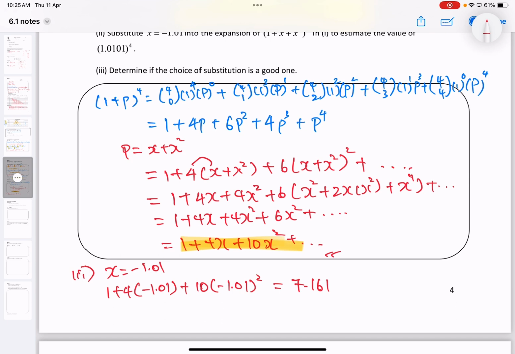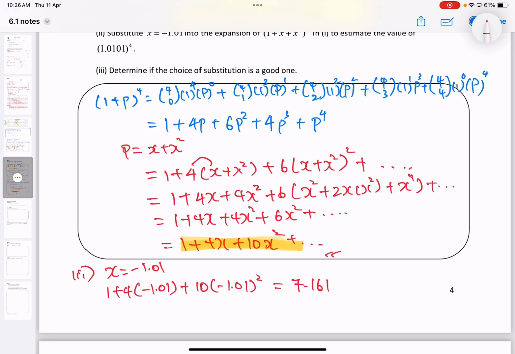Now, in this case, we are letting x be negative 1.01. If you know anything about raising something to a power, if the number is greater than 1 and you raise it to a higher power, does the number get bigger and bigger? Yes. So what we are doing is ignoring the higher powers. Without even doing any calculation, do you think this will be a good estimation? No. The reason is that we are ignoring the higher powers, and x is greater than 1.